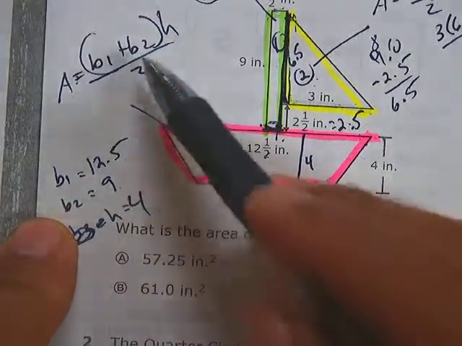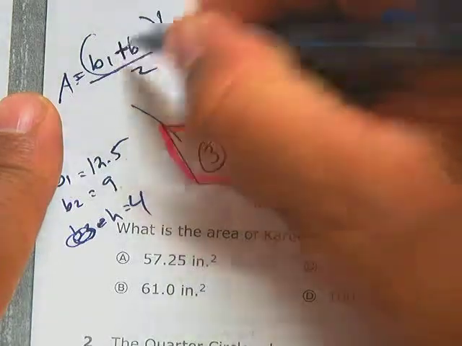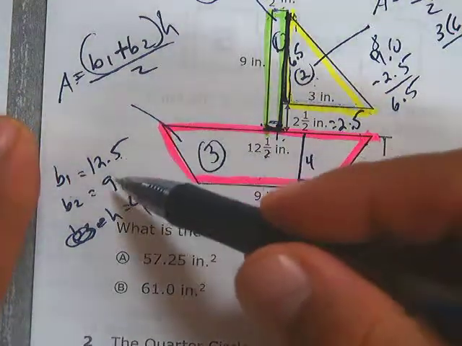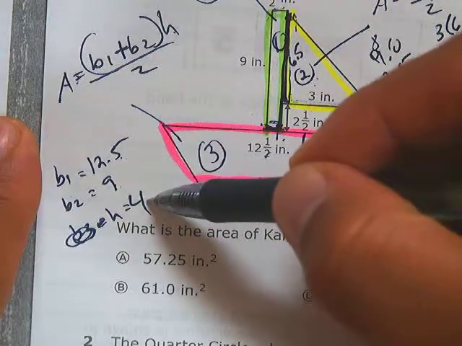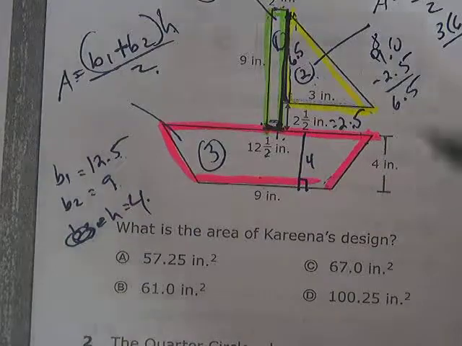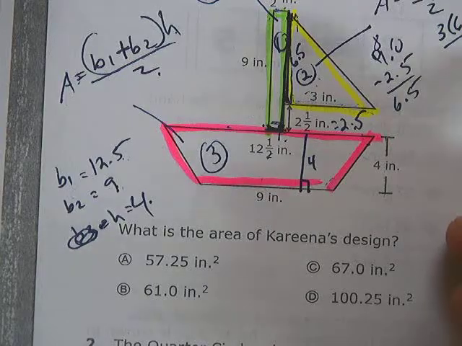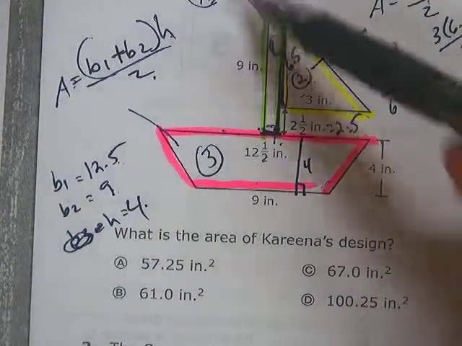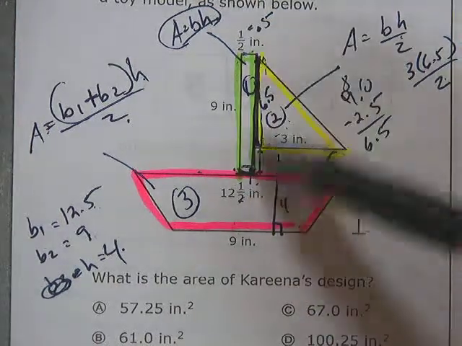Then all I'm going to do is input into the equation base 1 plus base 2, in parentheses, adding them together. So this plus this, times the height, and then divide by 2. And then you'll get a third answer. Once you have all three answers, you add them together, and you'll get the final answer.